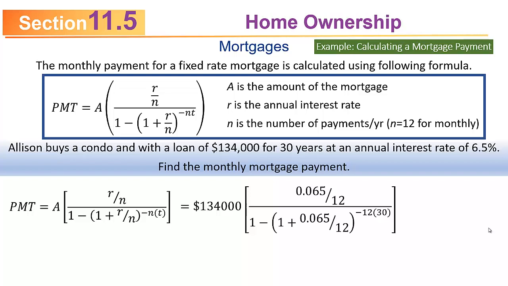Little r is the annual interest rate. 6.5% is 0.065 as a decimal. N is the number of payments per year, and for us it will always be monthly payments, so N will be 12 consistently here. And the only other thing is the T, and T is the number of years or the term of the loan. It's 30 years, so T is equal to 30.